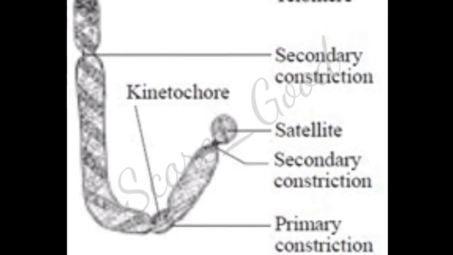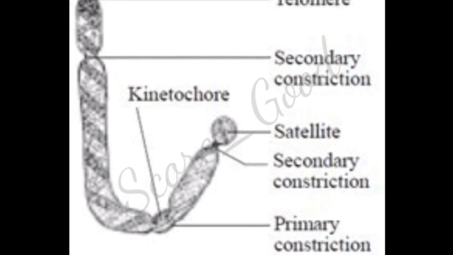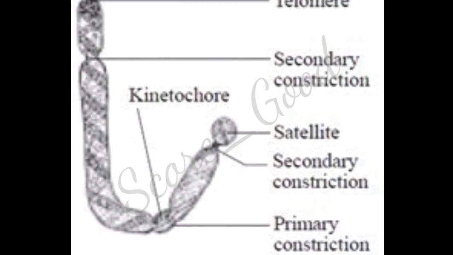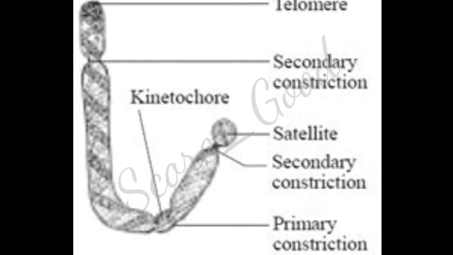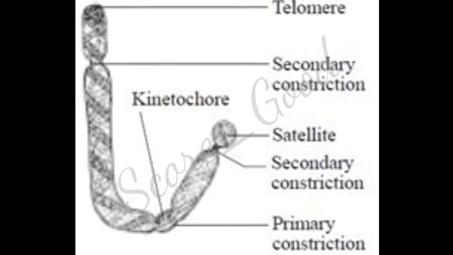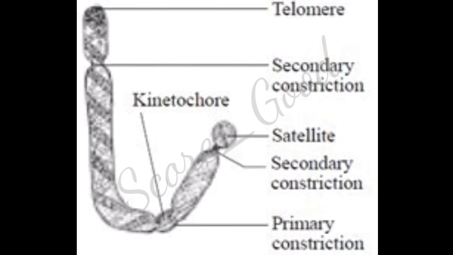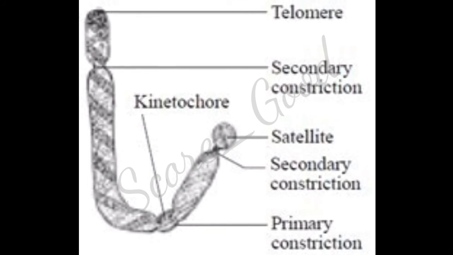The satellite chromosome, or SAT chromosome, is found at the other end of the chromosome. It is a kind of identification marker, that is, it can be seen only in particular chromosomes. For example, chromosomes 13, 14, 15, 21 and 22 have this SAT region.